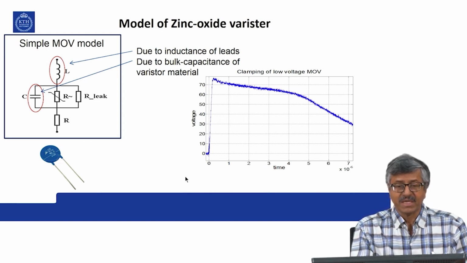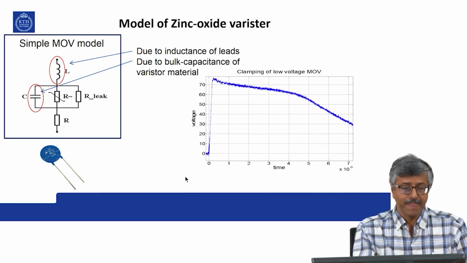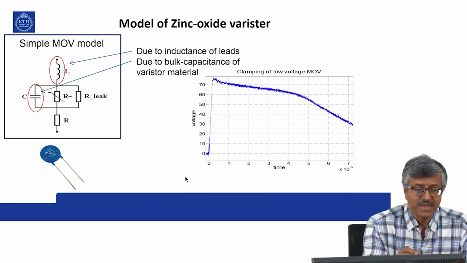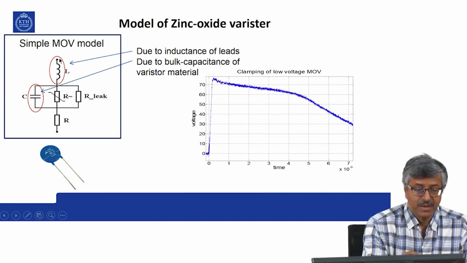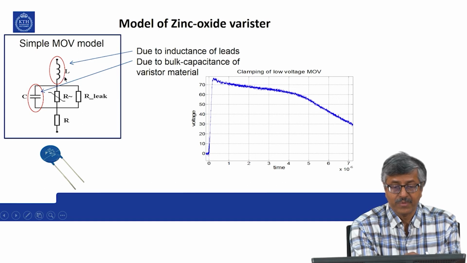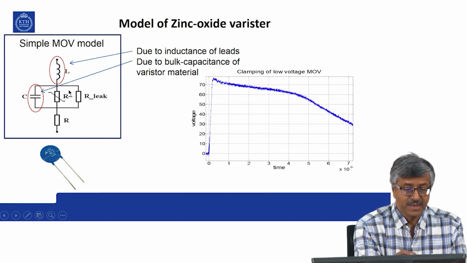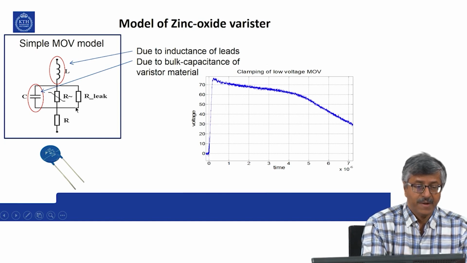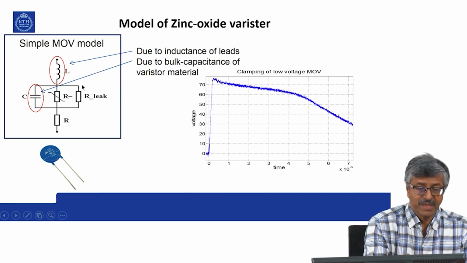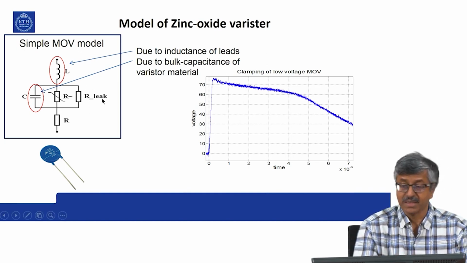Metal oxide varistor can be modeled. So, suppose this is the ideal nonlinear part of the varistor. Due to the leads of the varistor, you have inductance and you have bulk capacitance also across the varistor, and that is this bulk capacitance, and bulk leakage resistance R leak.